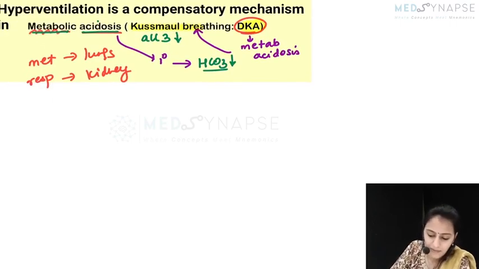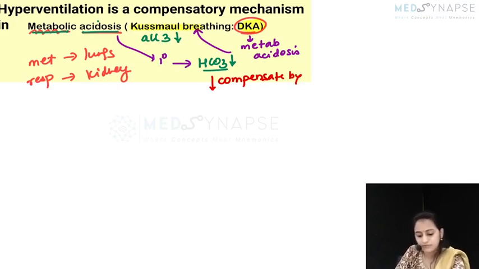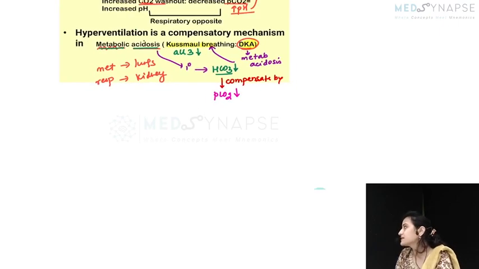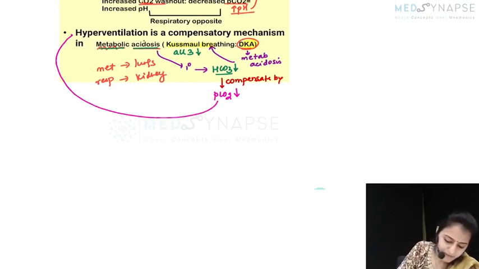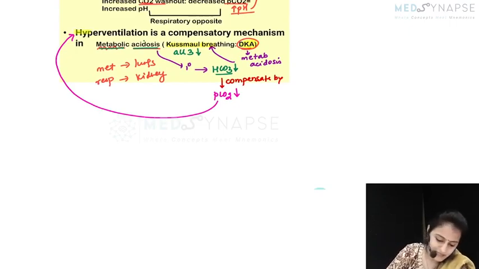Primary is bicarbonate decrease. How do I compensate for this bicarbonate decrease? By increasing PCO2 or decreasing PCO2? Both go together. By PCO2 decrease. And how do I decrease the PCO2? By hyperventilation, right? So that's why there is hyperventilation.